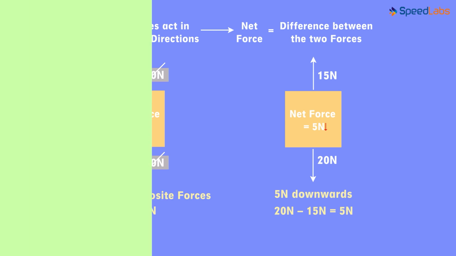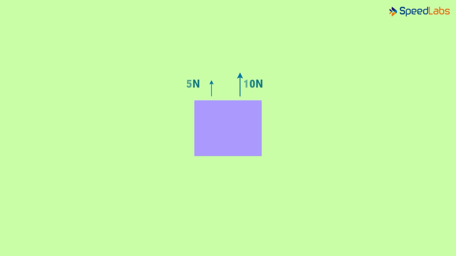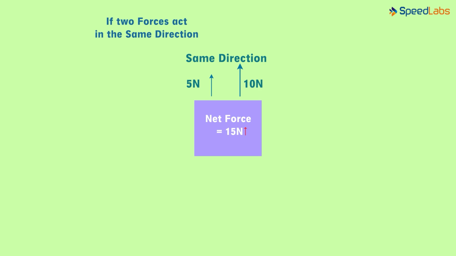Now let's look at another example. Look at this image now and try to find the net force acting on this object. In this case too, there are two forces acting on the object. But this time, the forces are acting in the same direction. The net force in this case will be 15 newtons upwards. Forces applied on an object in the same direction add to one another.